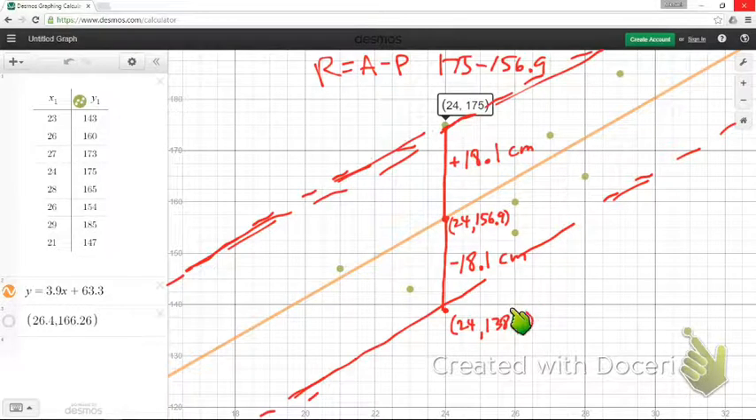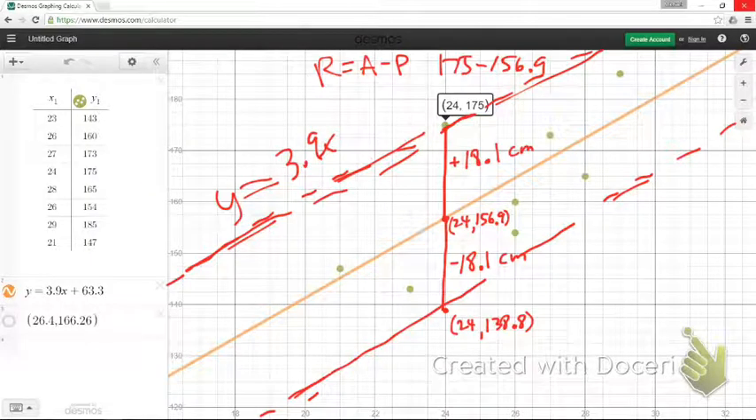Now we can find our range, but let's also find the equations of these lines. So this is going to be y equals, and since we said parallel to this line, that's going to be 3.9x. Now what's the y-intercept going to be? Think about it. We went from here, which was 63.3, and we went up 18.1 units. So what do you think we should do with 18.1 and 63.3? If you said add, perfect. We're going to take 63.3 plus 18.1, and that's going to be 81.4.